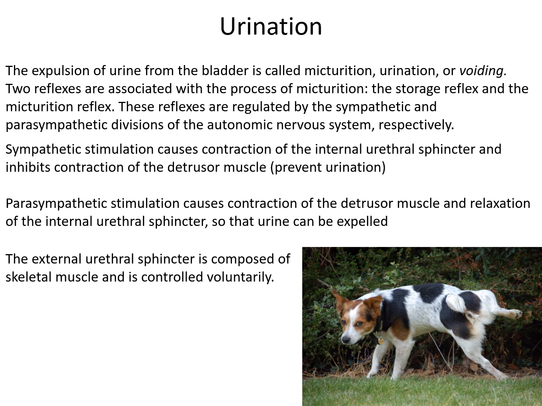So urination is the expulsion of the urine from the bladder. It's called micturition, it's called urination, and it's called voiding, because why would we only have one name? There's two reflexes associated with it. You've got the storage reflex, where we're going to hold it, and then the micturition reflex, when we're going to let it go.